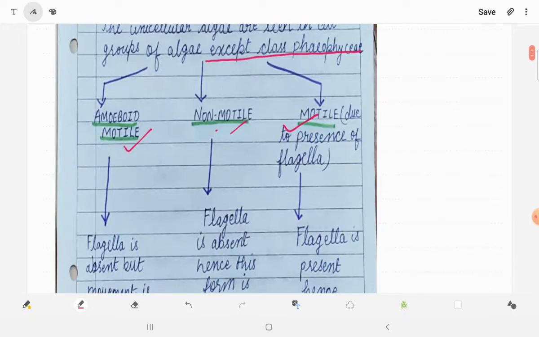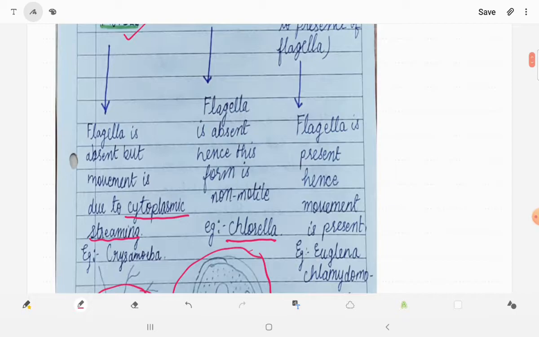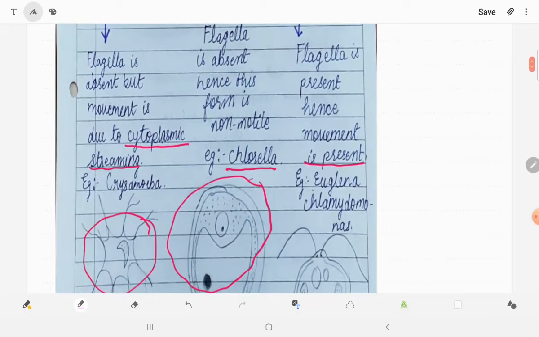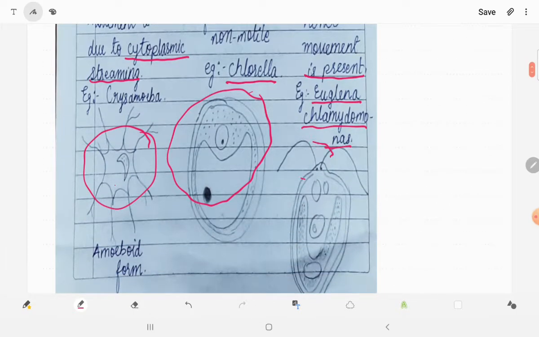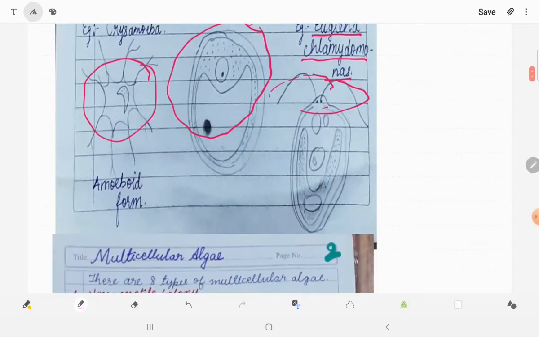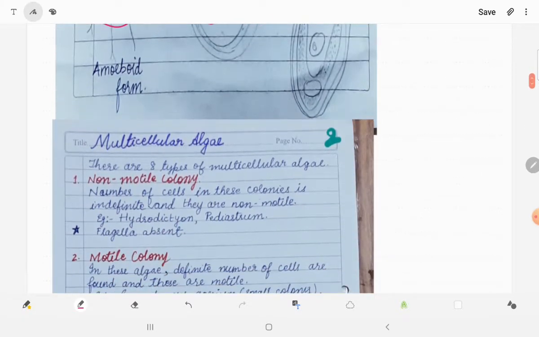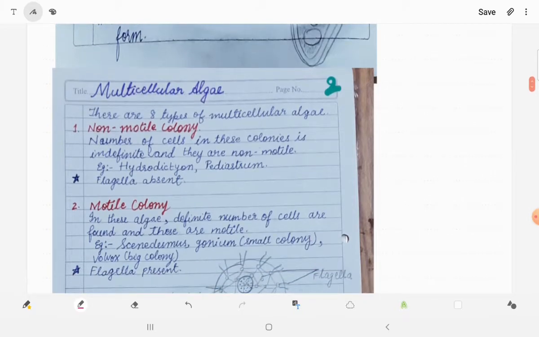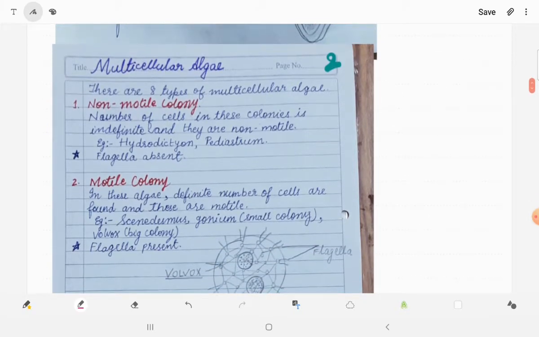Other type is motile due to presence of flagella. Flagella is present, hence movement is seen. Example is Euglena and Chlamydomonas. You can see the presence of flagella due to which this type is motile. Now we will see the multicellular algae. There are 8 types of multicellular algae. Let us see one by one.